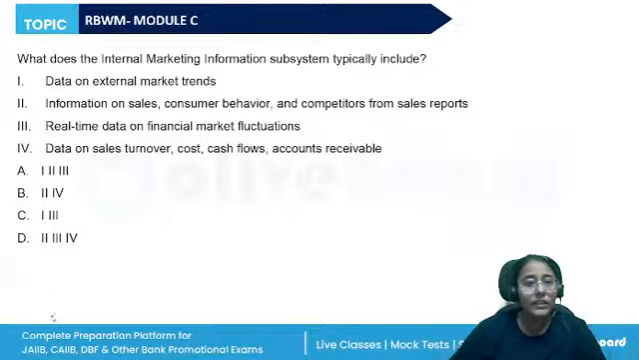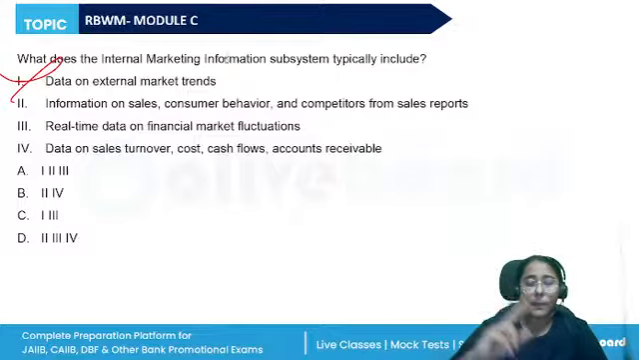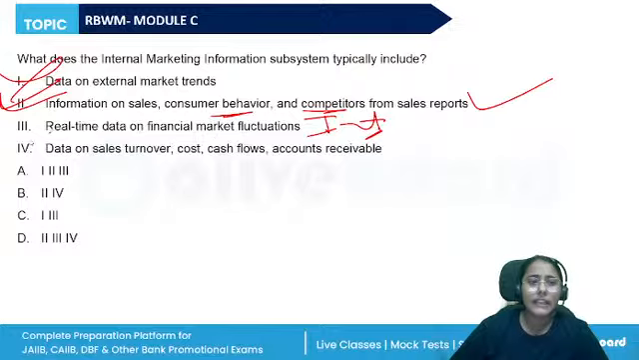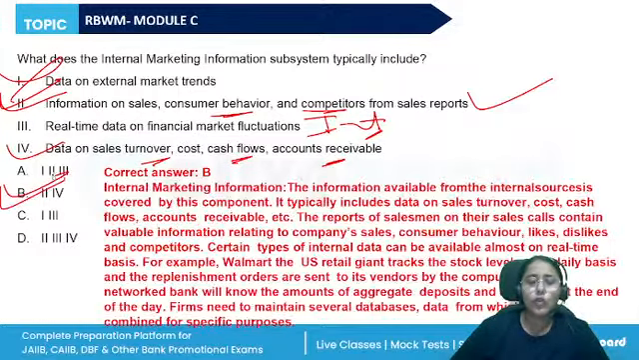It includes the data on external files? No. It is the marketing intelligence system, right? The marketing intelligence system. Information on sales, consumer behavior, competitors, yes. Real time data on financial market fluctuations, again, it will be marketing intelligence team, not internal marketing. Data on sales turnover, cash flow, account receivable. So the correct answer will be B, 2 and 4. 2 and 4. All right.